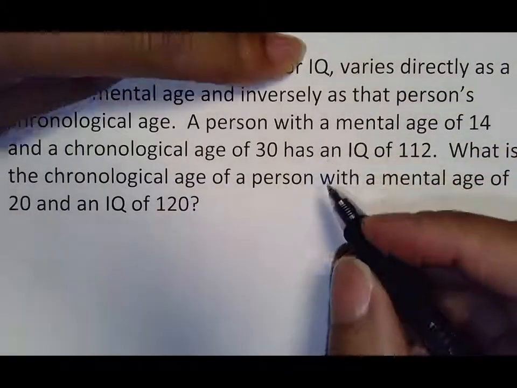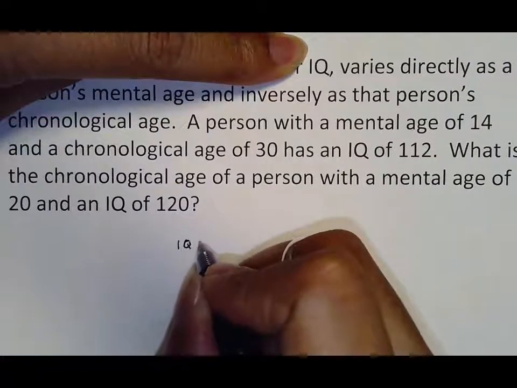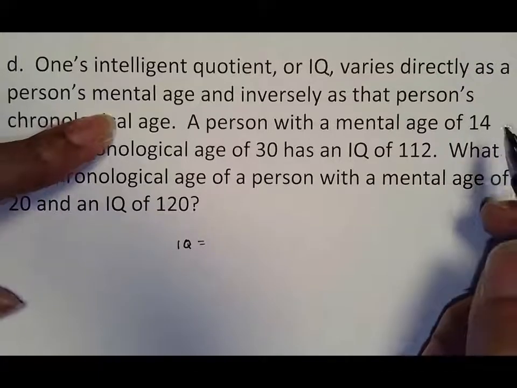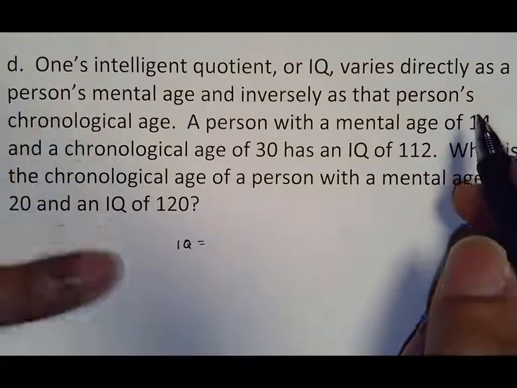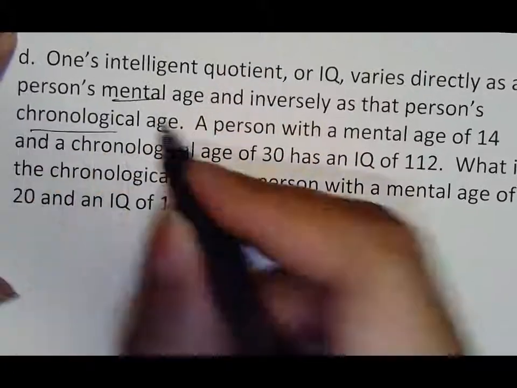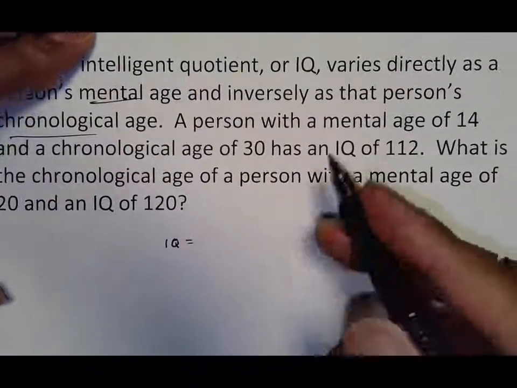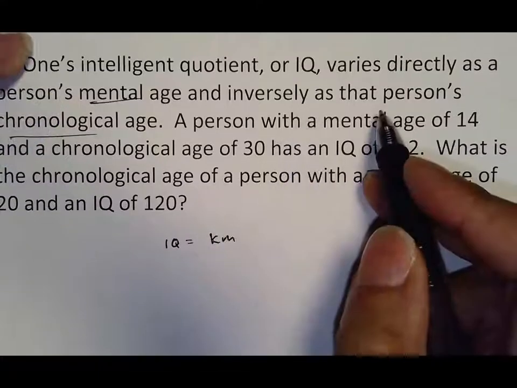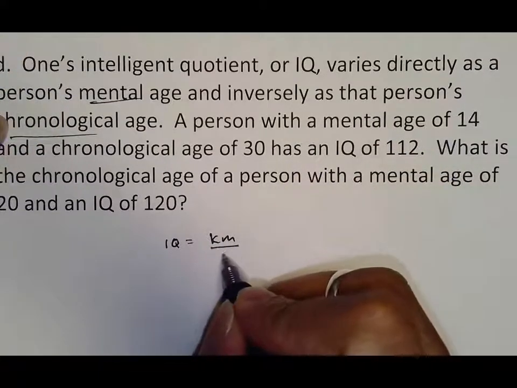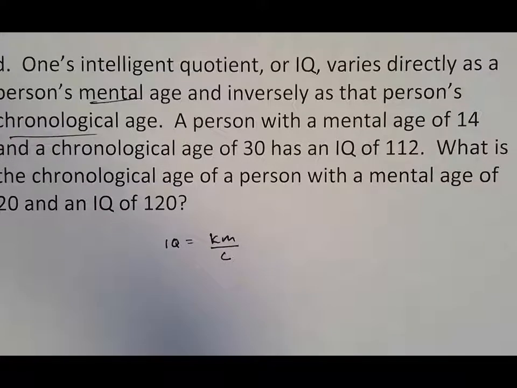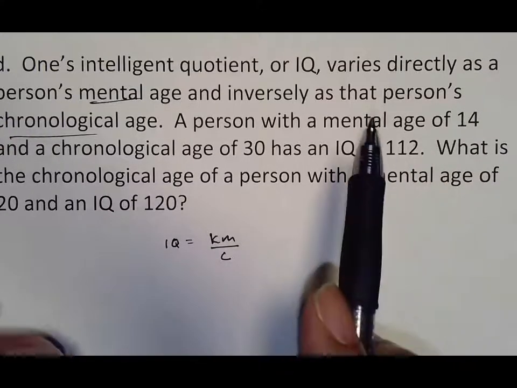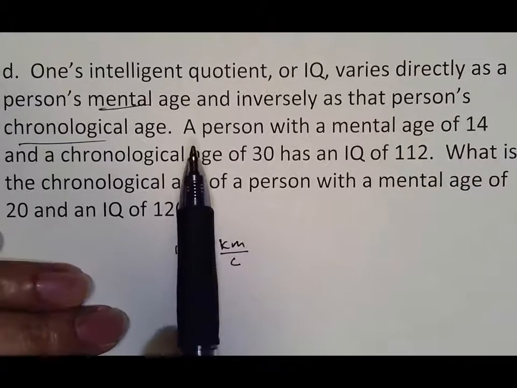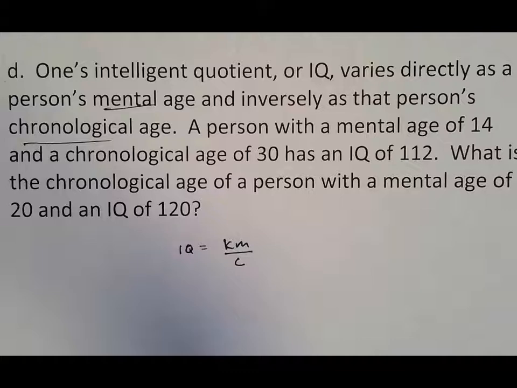So it says IQ varies directly as the mental age, and they don't give me a variable, so I'm going to put M for mental and C for chronological. Use whatever you want, but it says it varies directly as a person's mental age, so KM, and inversely as a person's chronological age, which means divide by C. So again, you can do both. If it says it varies directly as something, that means put it with K at the top. If it says it varies inversely with something, put it at the bottom, but that's it.